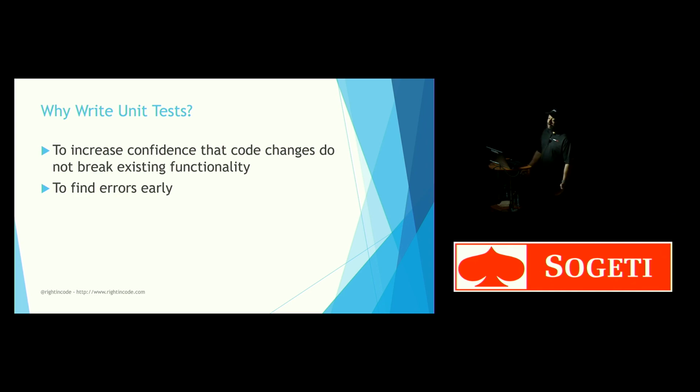To find errors early. Obviously, the sooner we find errors, whether as an individual developer or as part of a larger team, the sooner we locate and identify them, the cheaper it is to fix, right? So if your error actually gets all the way to users, which it does, that's a much more expensive fix for all involved versus finding your errors during your development process. So, to find errors early.